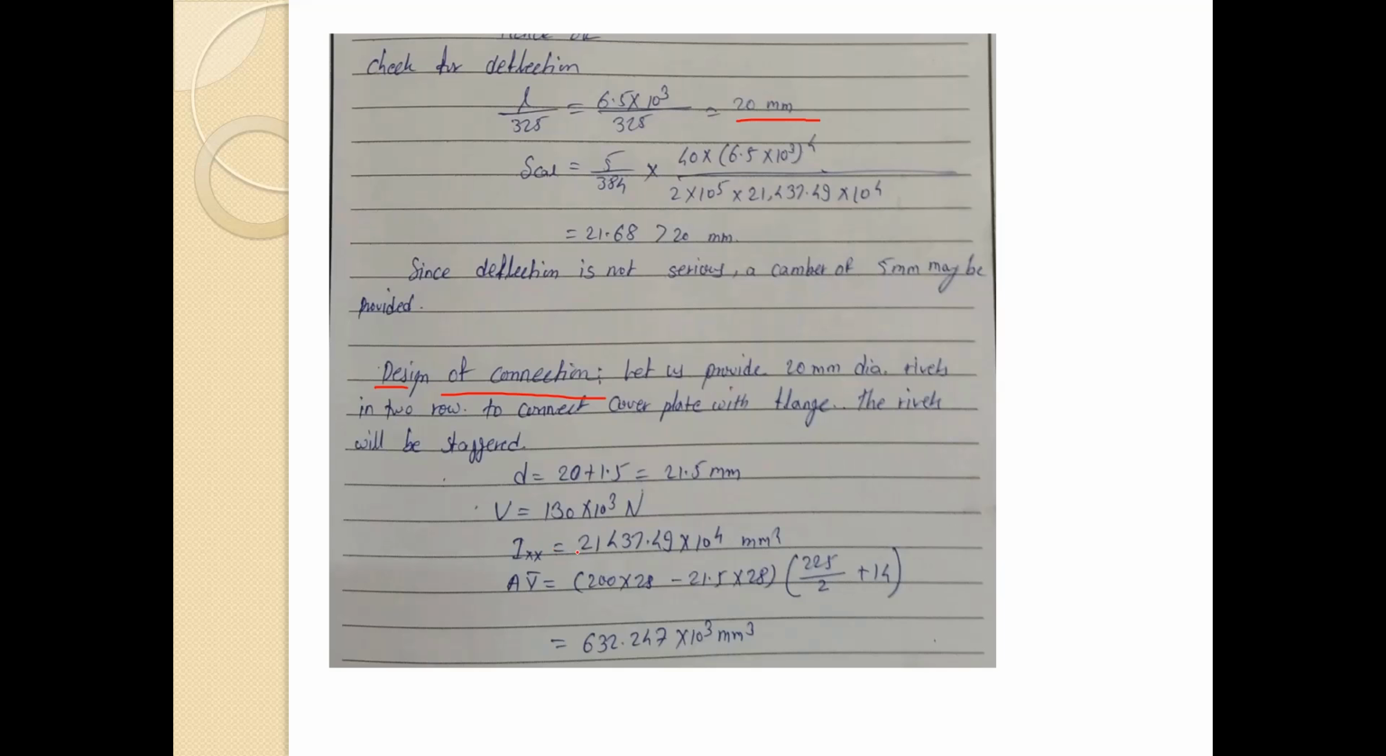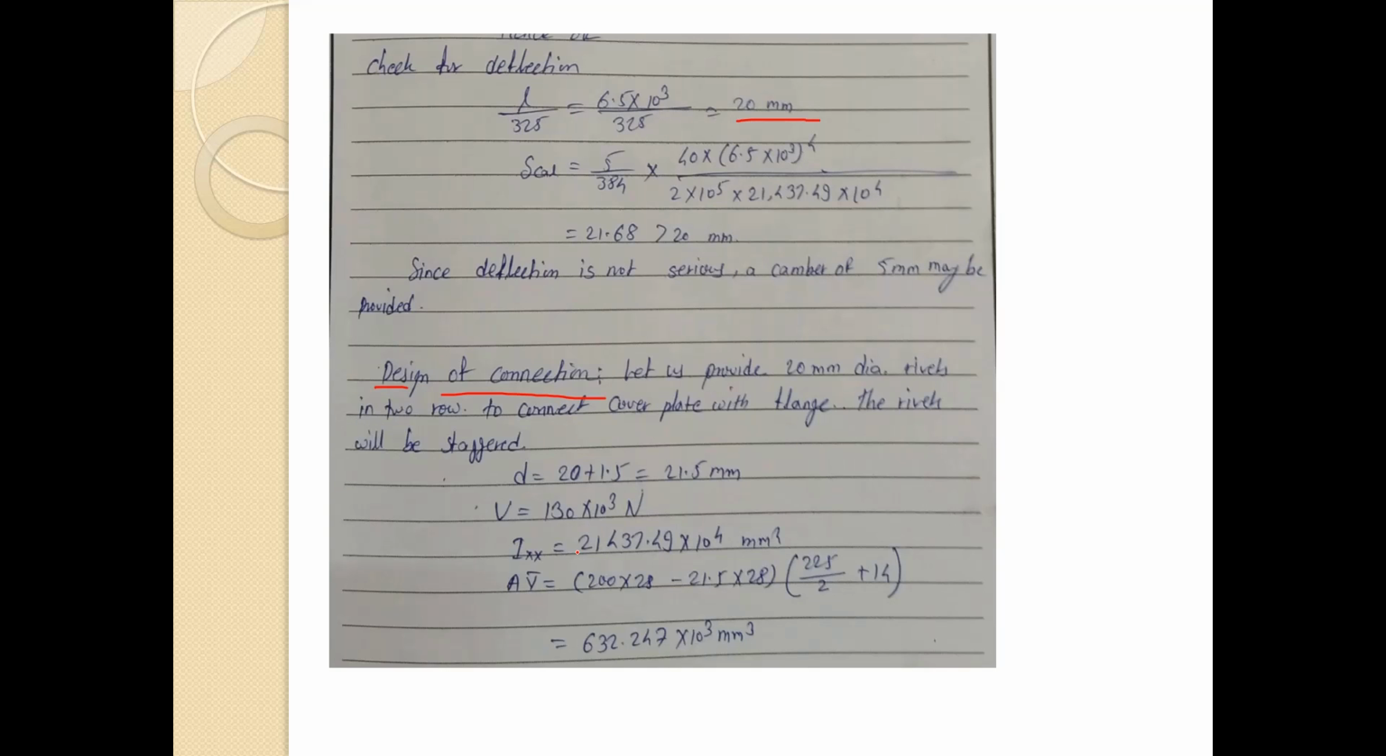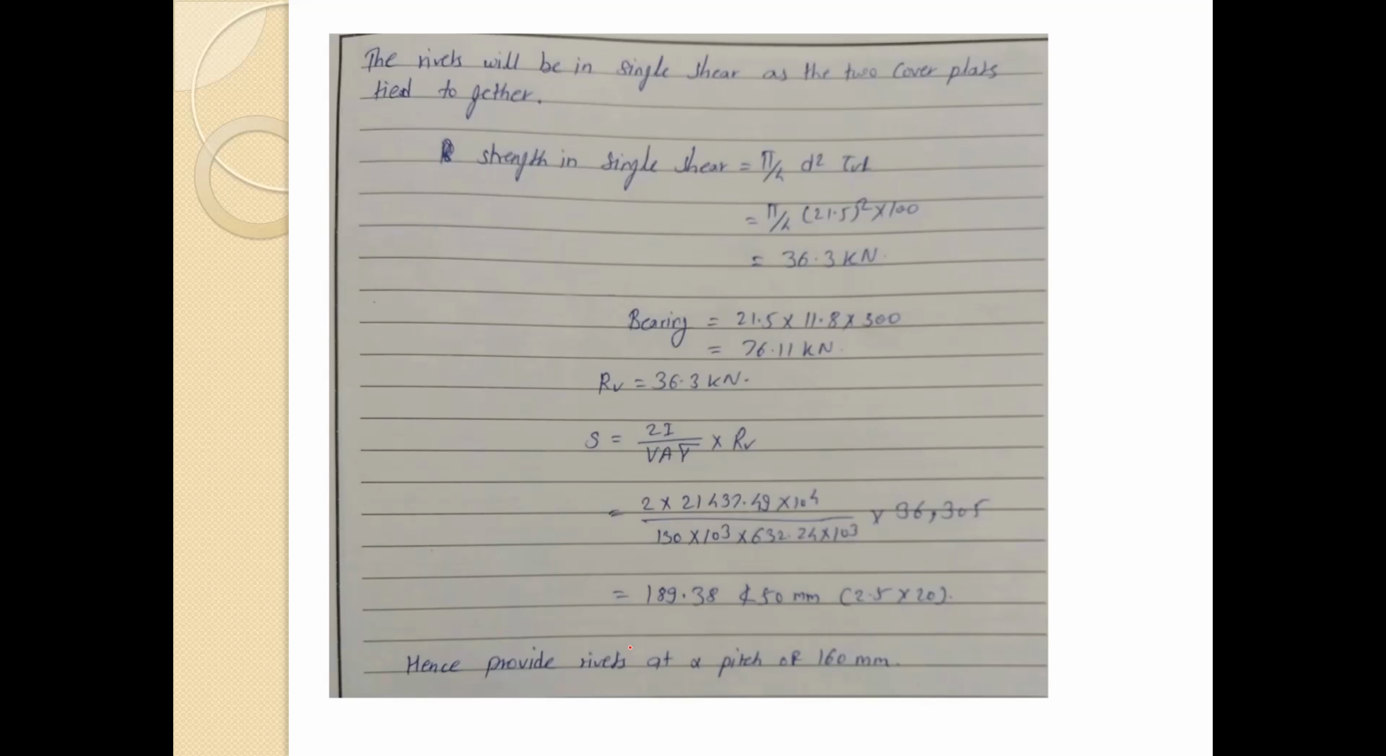So IXX we know, we have already calculated, that is 21,437.49, and AY has also been calculated, that is 200 into 28, that is 2 plates minus this area of this rivet, and into Y bar, that is half the distance plus thickness of the plate. So that becomes 632.247 into 10 raised to 3. So the rivets will be in single shear as two cover plates are tied together. So the strength of rivet in single shear, that is pi by 4 into d square tau F, we'll get 36.3 kilonewton, and for bearing, that is t into d into 300, that is sigma PF, we'll get 76.11. So the rivet value is lesser of these two, that is 36.3.